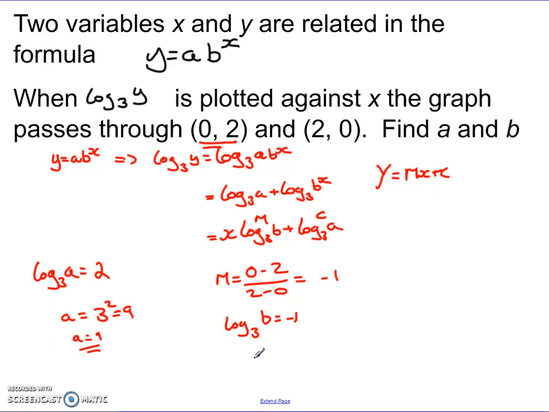Same idea, take this up, and I get b equals 3 to the negative 1, so b is equal to 1/3. And what I can then do is take the values I now know for a and b and use them to get a formula if it asks. Now all it wants us to do is find the values of a and b in this question, so I'm fine here. I've got my a and I've got my b. But I can combine them if I want to make a formula if the question so asks, like the next one does.